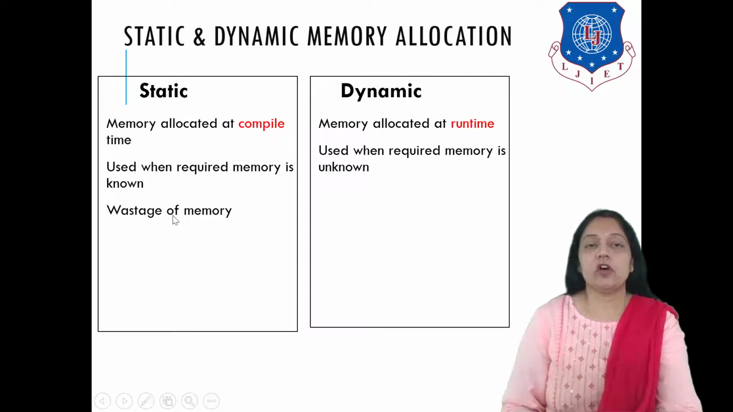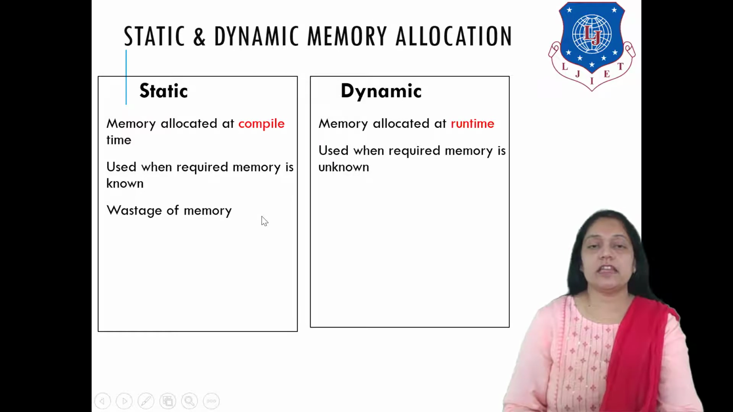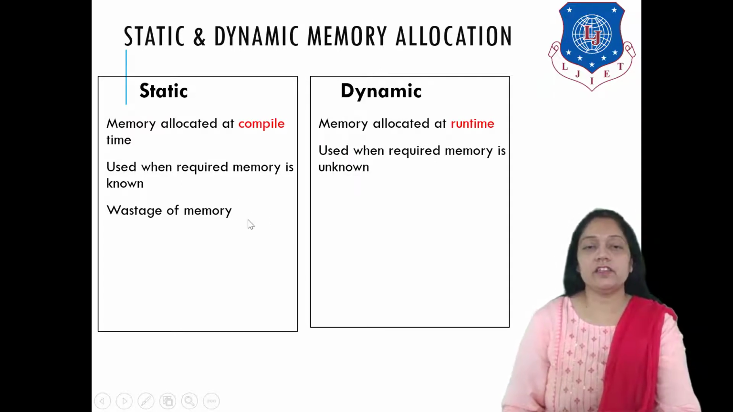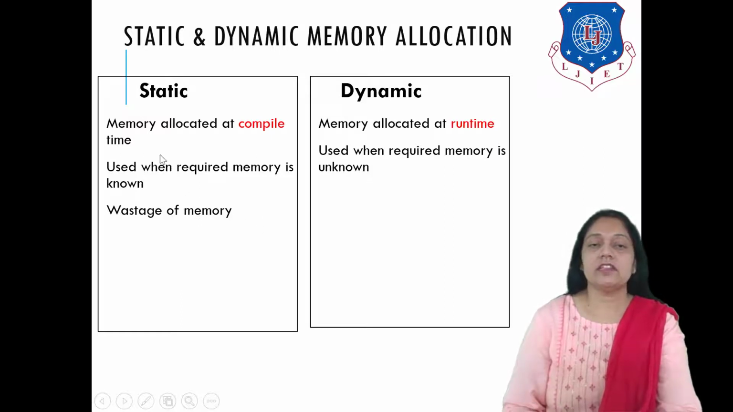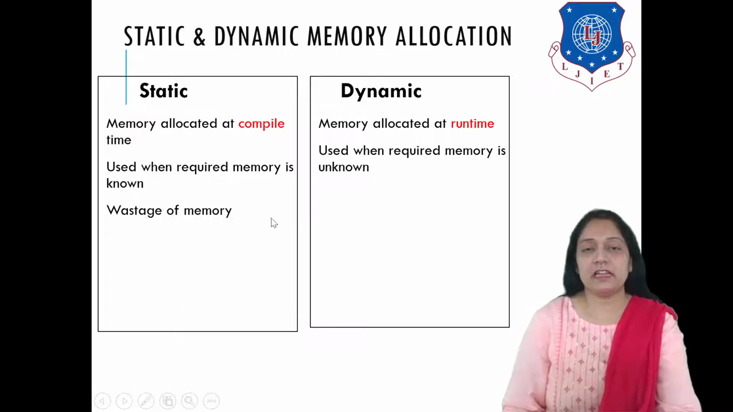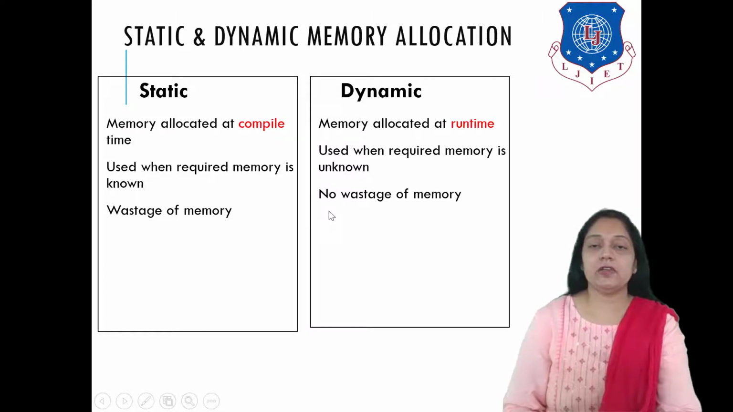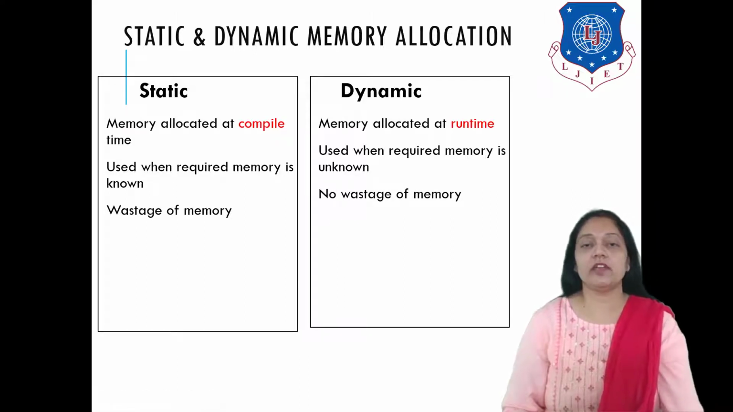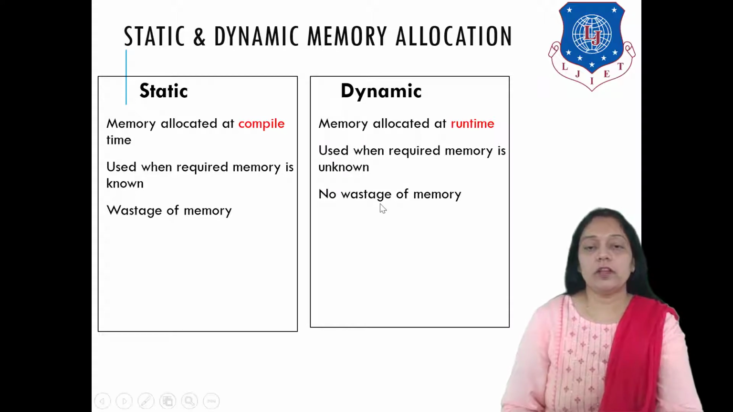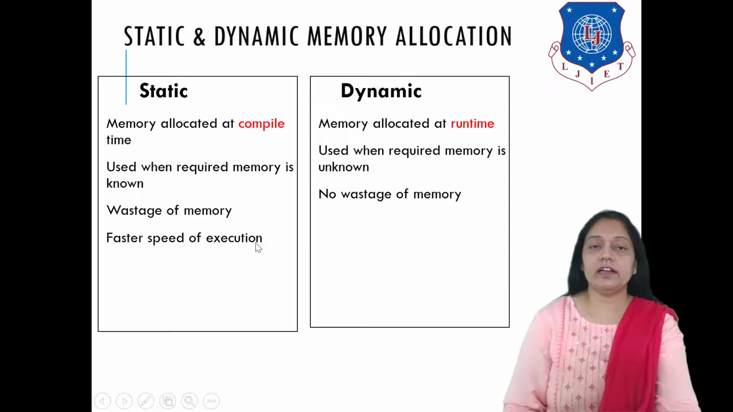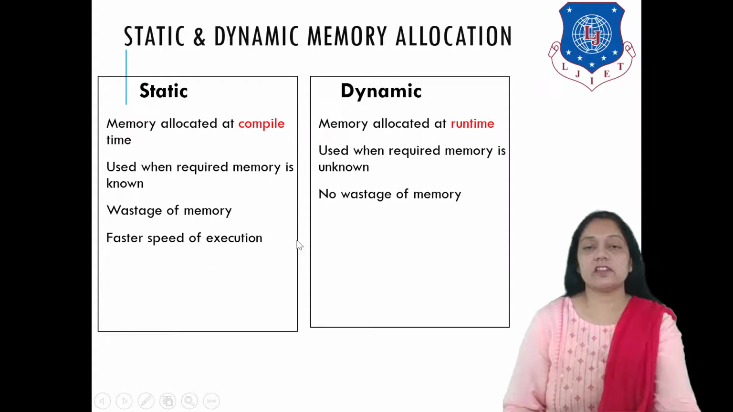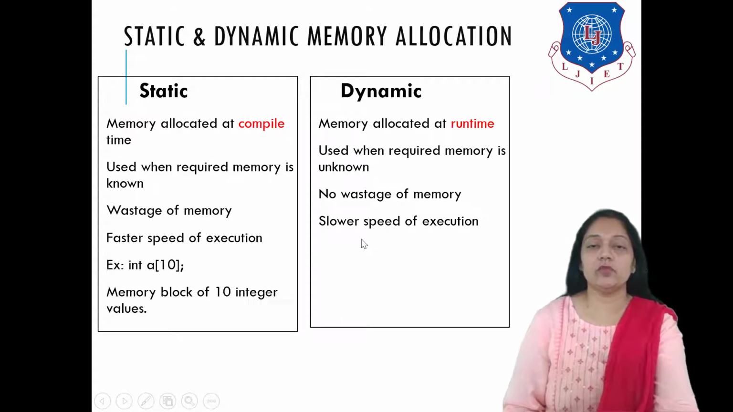What is the disadvantage of static memory allocation? It wastes memory. Suppose you allocate memory for 100 students and you are storing only 50 students' data, that means the rest of the memory for 50 students gets wasted. So in static memory allocation, wastage of memory is high, while in dynamic memory allocation there is no wastage of memory. Whatever memory you require during runtime, you decide it and accordingly allocate the memory. The advantage of static memory is that it has a faster speed of execution, while dynamic is slower in operation.